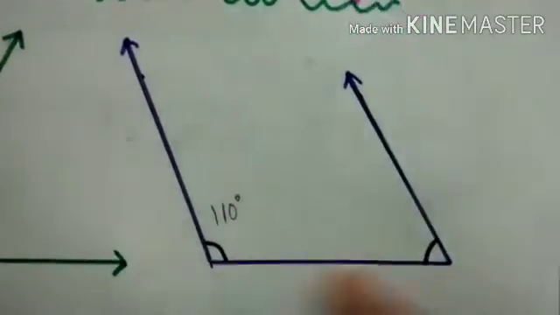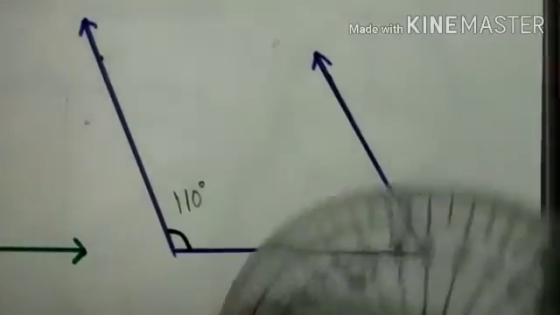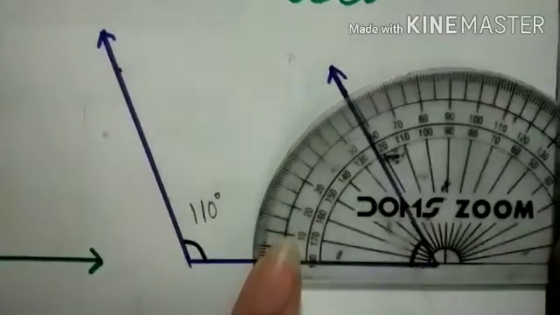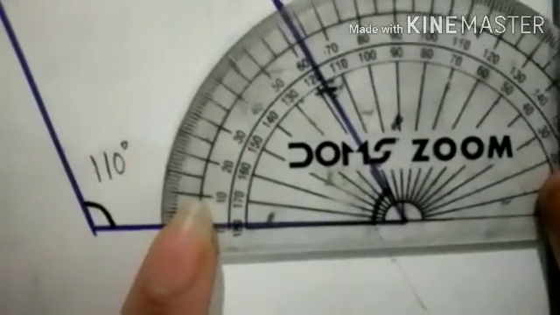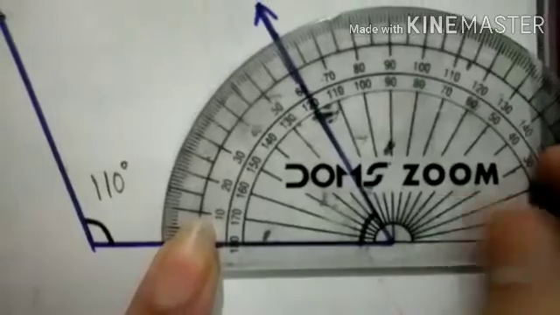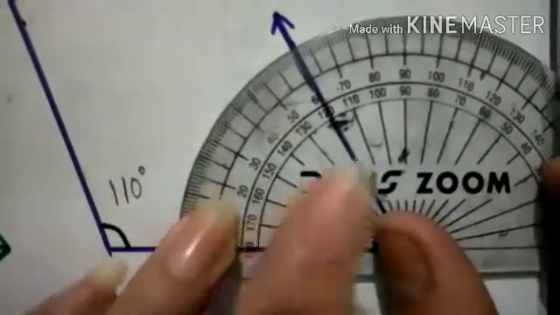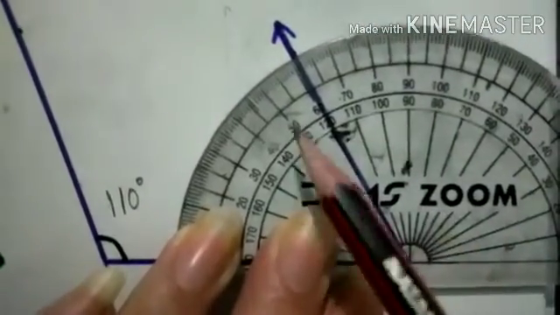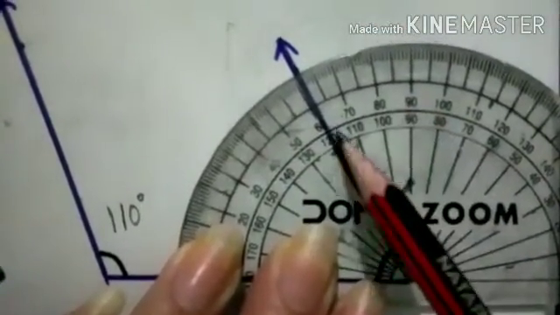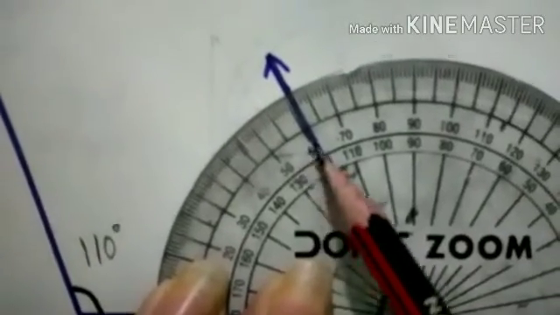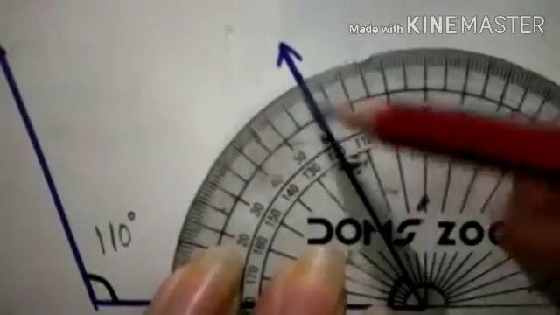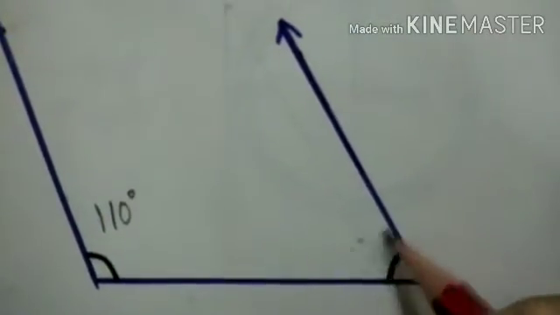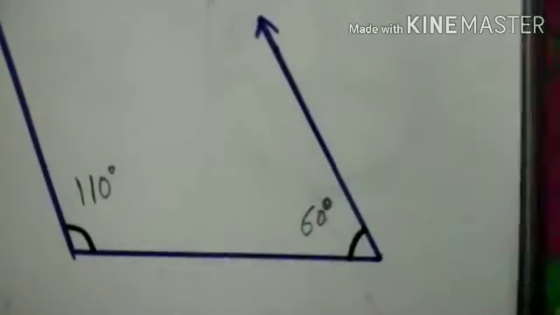Now we want to measure this side angle. So what will we do? We will put the half portion on this side exactly. Okay, students? Now we will read, because we are measuring this side angle, so we will observe the outside numbers here. Inner side we have 120 and outside we have 60 here. So this is the measurement of the angle, 60 degrees. An acute angle, and the measurement is 60 degrees.